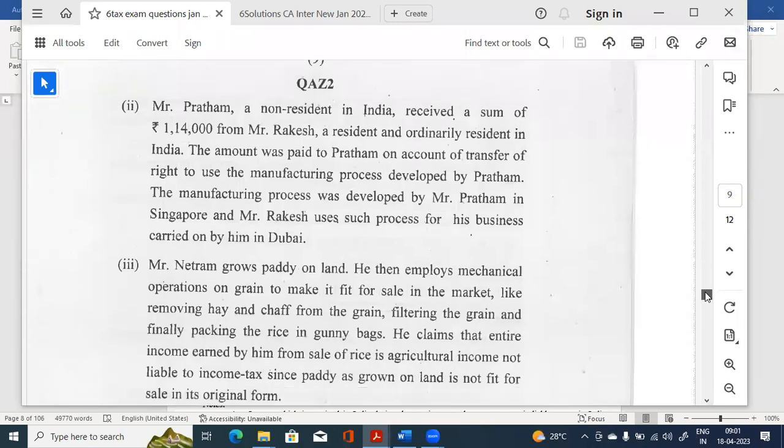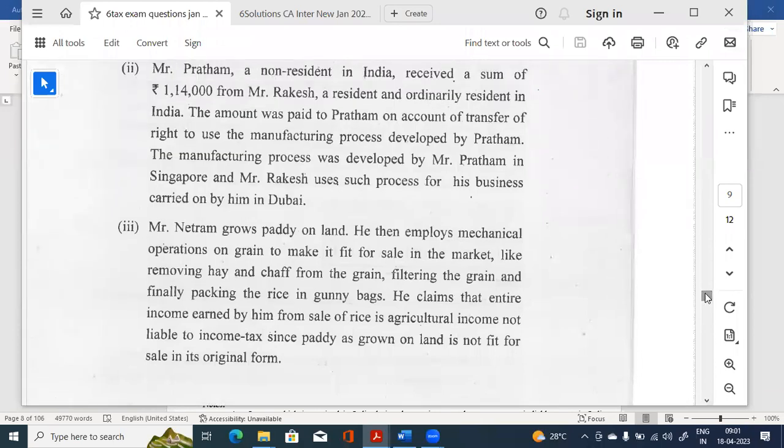Now, what is the next one? Netram grows paddy on land. He then employs mechanical operation on grain to fit it for sale in market, like removing hay and chaff from grains, filtering grain, packing rice in gunny bags. Now again, packing rice is a very difficult term to understand. But anyway, whatever is required to be sold. He claims the entire income from the sale of rice is agricultural income, not liable to tax.